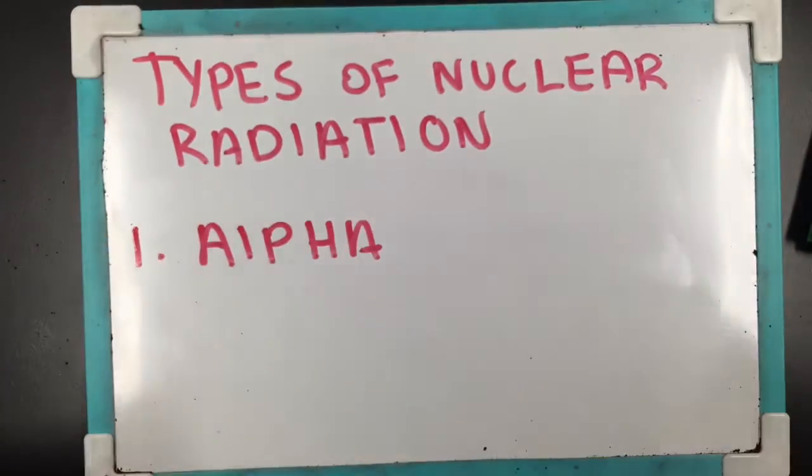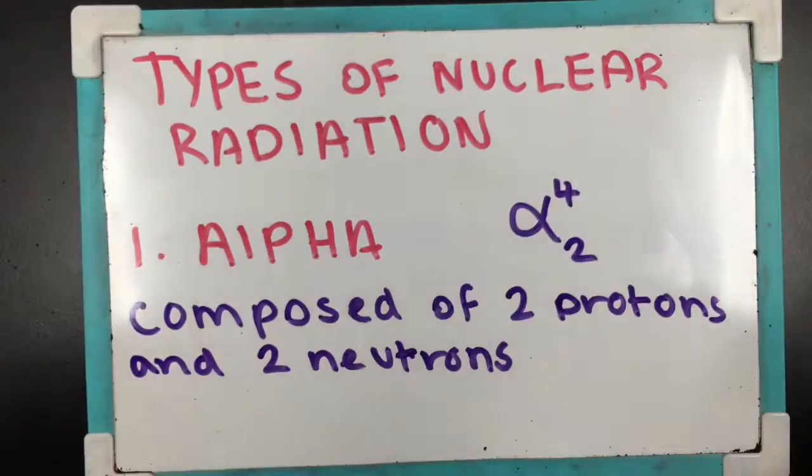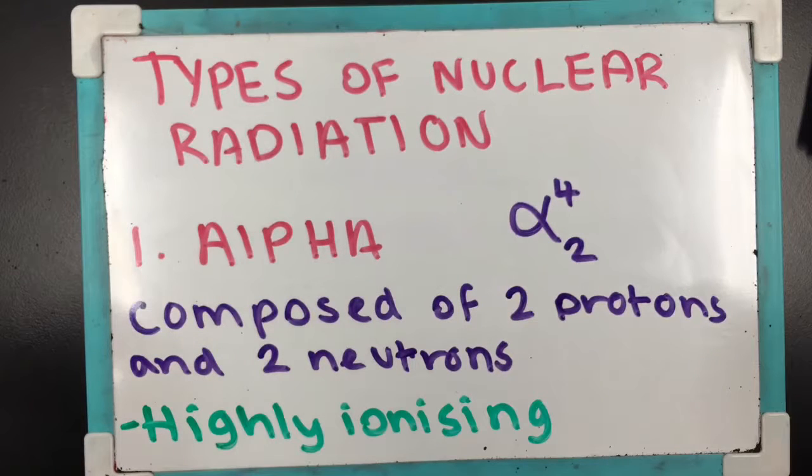Alpha particles are composed of 2 protons and 2 neutrons, the same as a helium nucleus. Inside the body, it is highly ionizing and very dangerous, and can cause radiation poisoning and cancer. Outside of the body, it is absorbed by a surface layer of dead skin cells, so there is no danger.